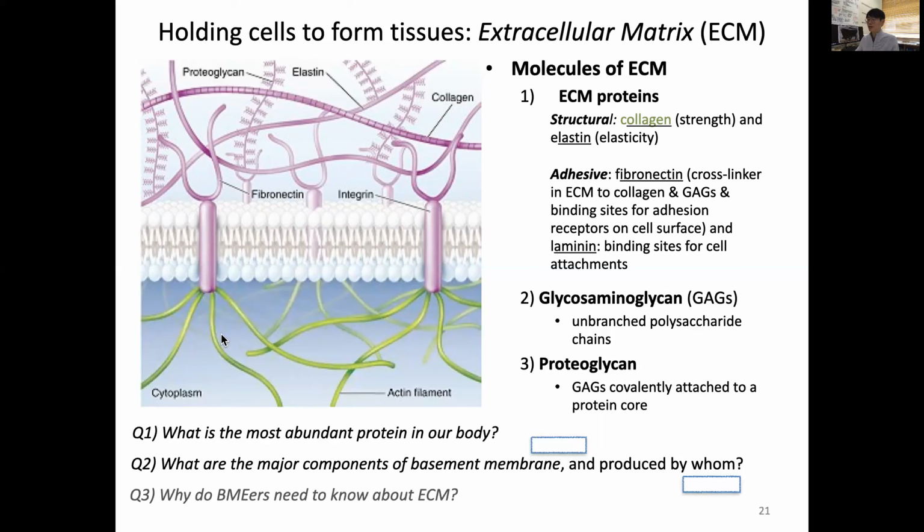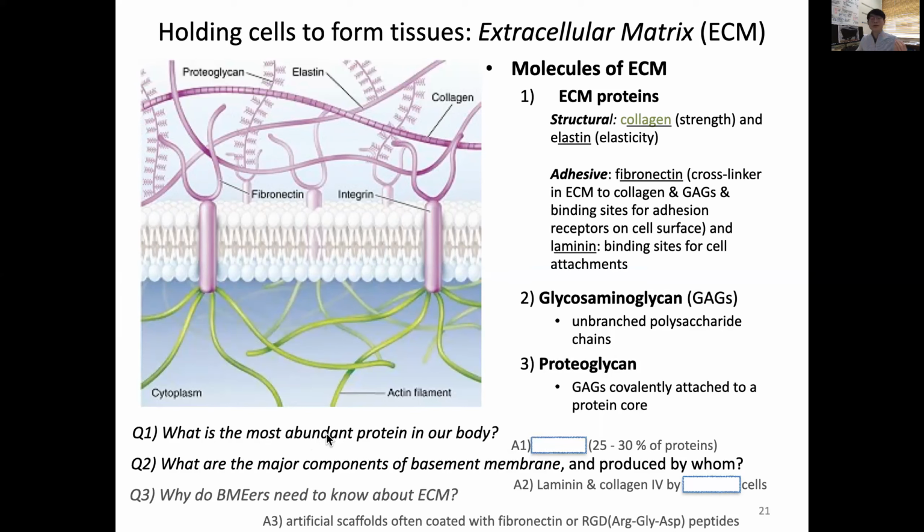So there are a number of questions I made over here. What's the most abundant protein in our body? In fact, a quarter of total proteins are composed of collagen. So collagen is abundant in our body, and the major components of the basement membrane are laminin and collagen type 4.